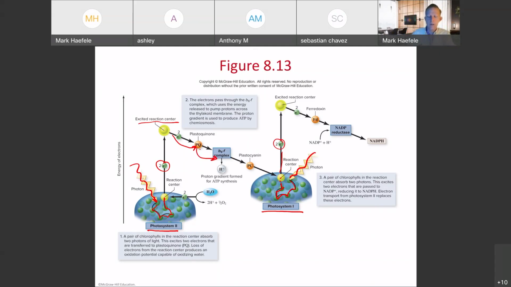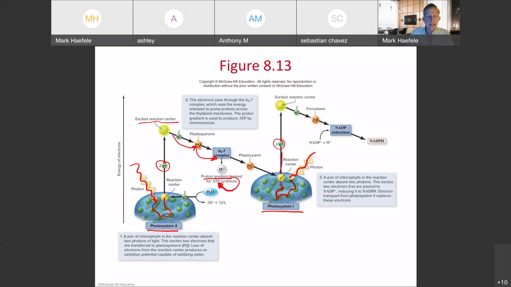The B6F complex then, just like the proton pumps we learned about in cellular respiration, will take a cut of the energy associated with those excited electrons and utilize that energy to build a concentration or a proton gradient. This will be then used by chemiosmosis to fuel the production of ATP.